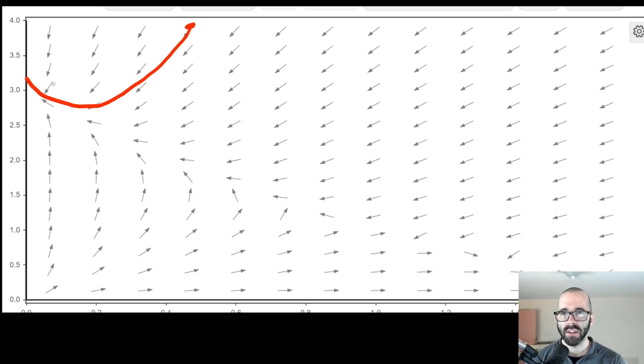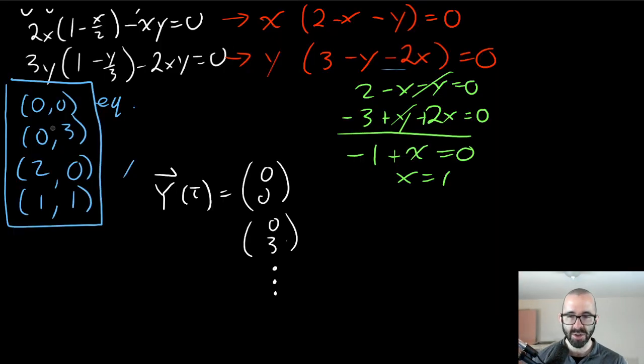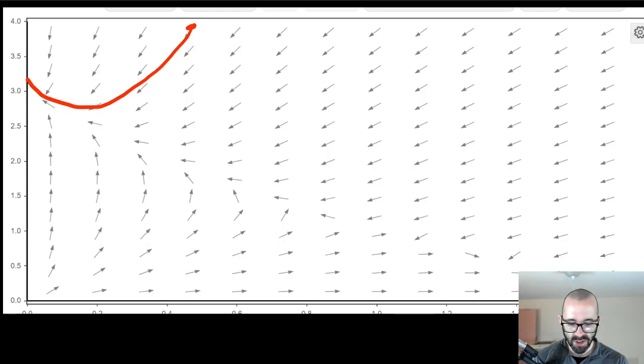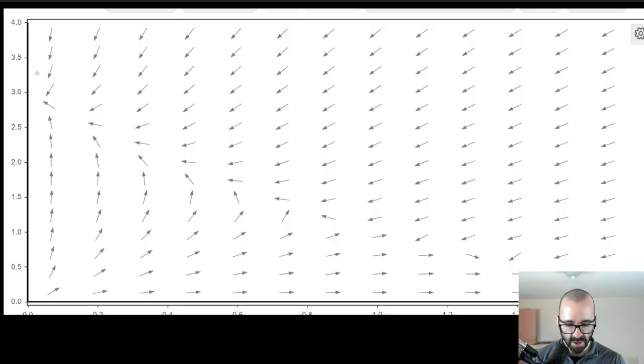All right. Wait, hold on. Where exactly are we going? Let's cheat a little bit. And by cheat, I mean let's use our resources. Let's plot the equilibrium points first. What are our equilibrium points? 0, 0 and 0, 3.